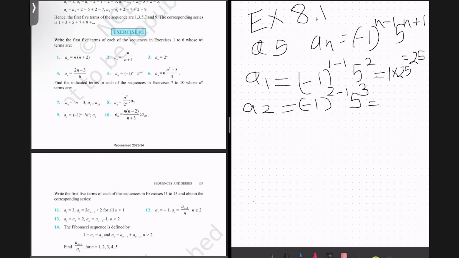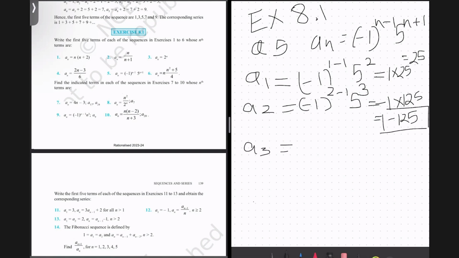Correct. My second term would be minus 1 to the power 2 minus 1, 5 to the power 3. Right. How did I arrive at this? I arrived at this by plugging in the value of n, because I need to find the value of the second term. So n is equal to 2 here, right? So 2 minus 1 is 1. Minus 1 raised to the power 1 is nothing but minus 1 into 5 raised to the power 3 is 125. So the second term is minus 125.